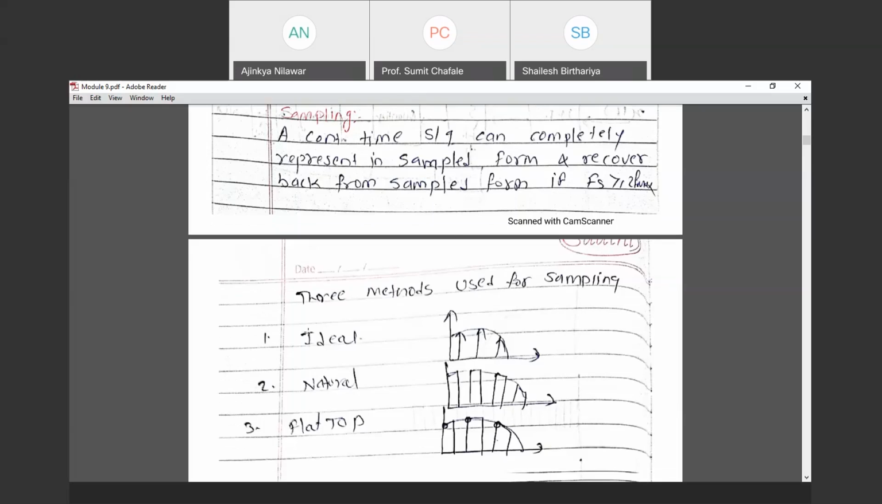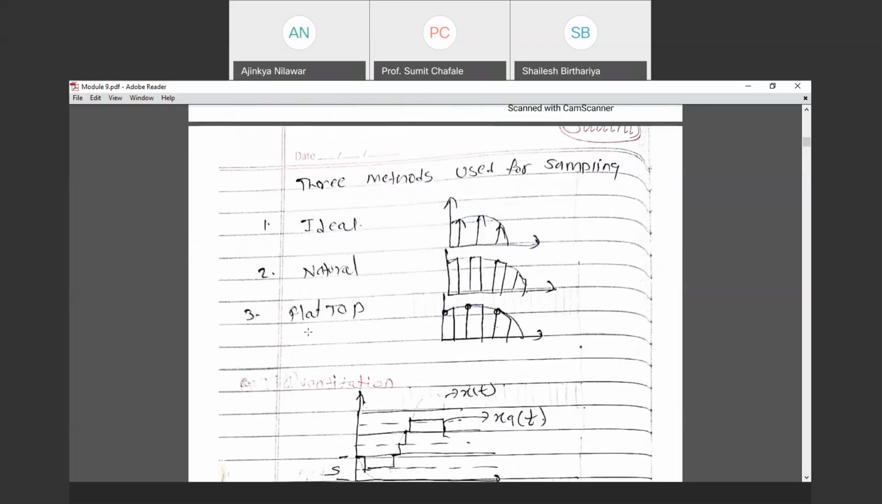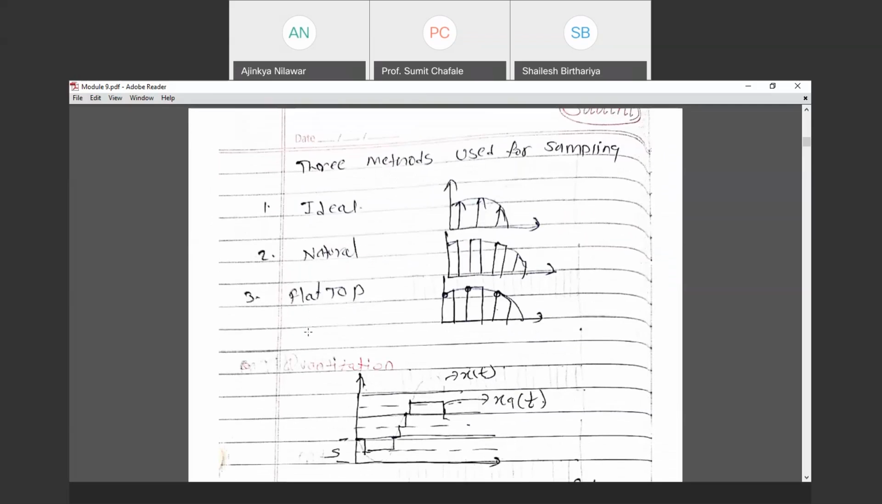Then there are three different types or methods which we use as per that.